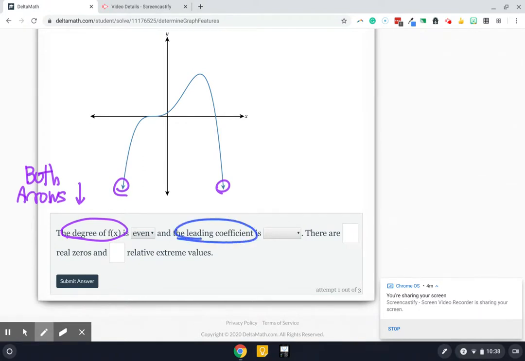Then we come over here, and we're looking at the leading coefficient. And we only care about the right arrow, the arrow on the right for leading coefficient. This right side arrow is being pulled down, so we are thinking negative thoughts. There are some real zeros. Let's see what we've got here. We've got one place right here. We've got one place right here. So I'm going to say we have 2 real zeros.